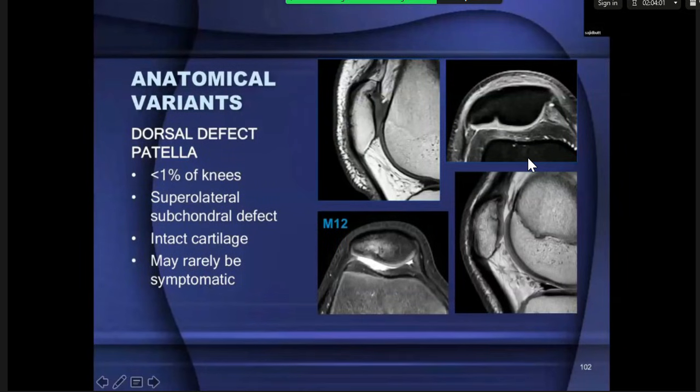So classical location, when it is present in the supralateral side, it means that this is a dorsal defect of the patella. Cartilage is intact, may rarely be symptomatic, and in those cases you will see some bone bruising in the adjacent bone.